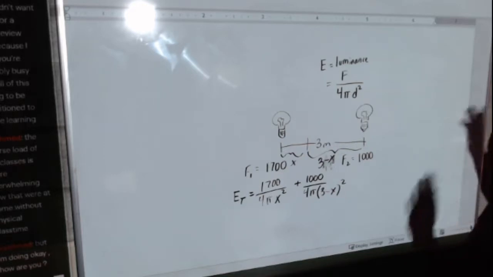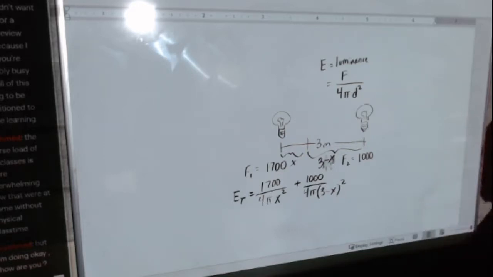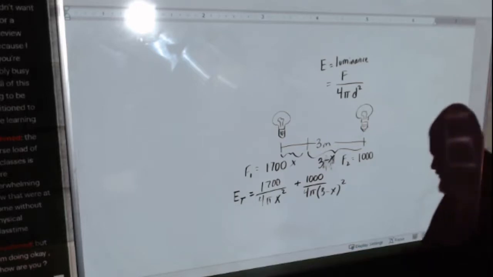Are you guys completely lost because you don't understand the topic? Or are we okay so far?